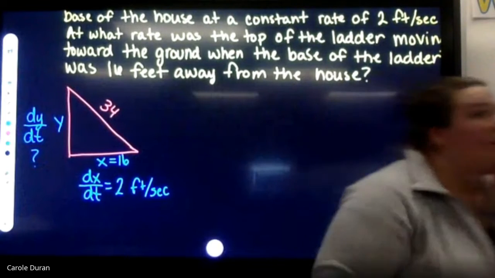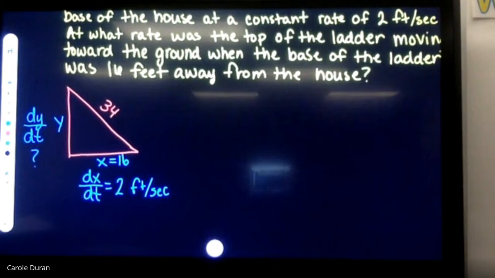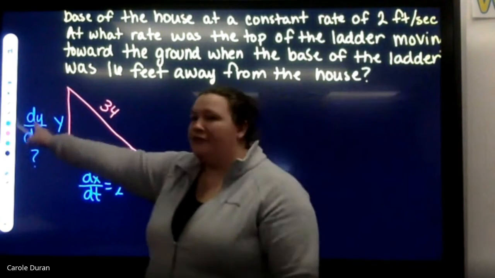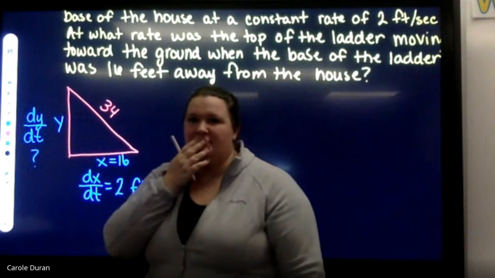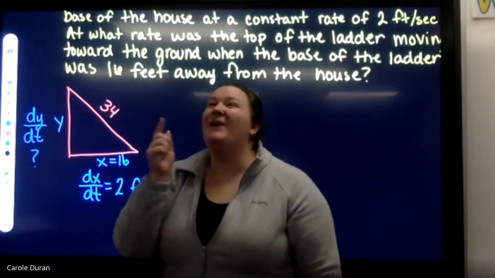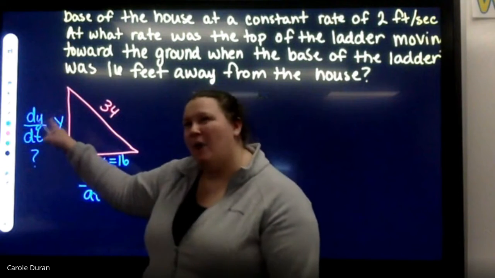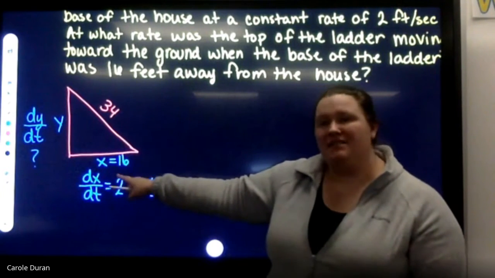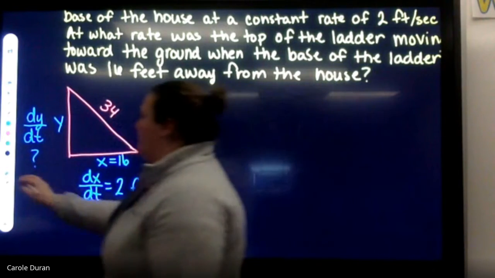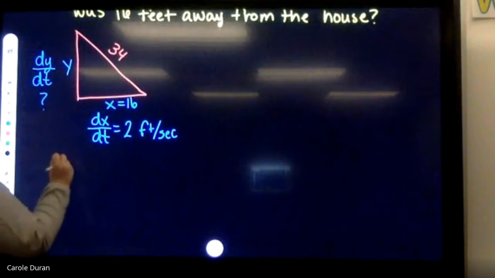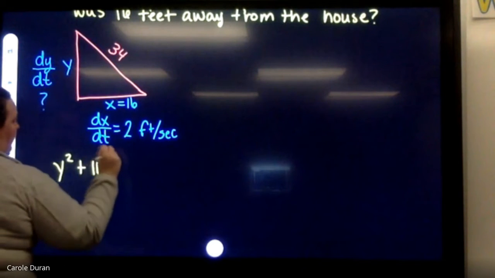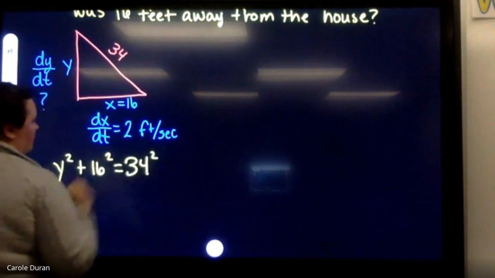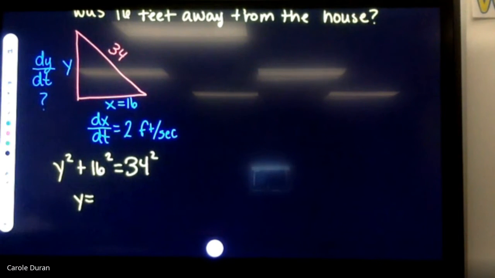I don't think so. I don't know what y is. I can't solve for dy dt unless I know what y is. So I will use the Pythagorean theorem to solve for what my y value is when the base of my ladder is 16 feet from the house and my hypotenuse is 34. So we're going to have y squared plus 16 squared equals 34 squared. And then you guys are going to solve for y. Everybody else do it too.